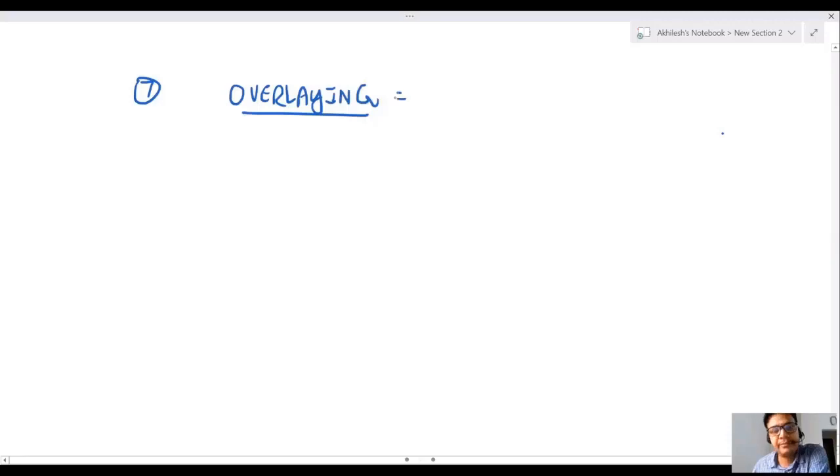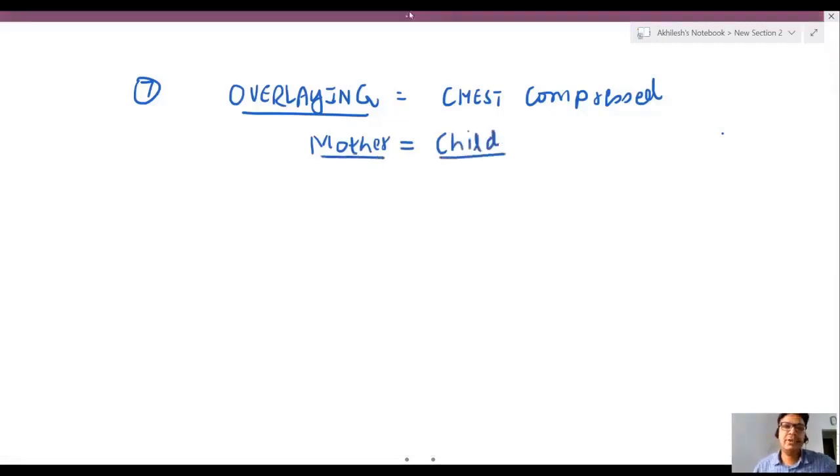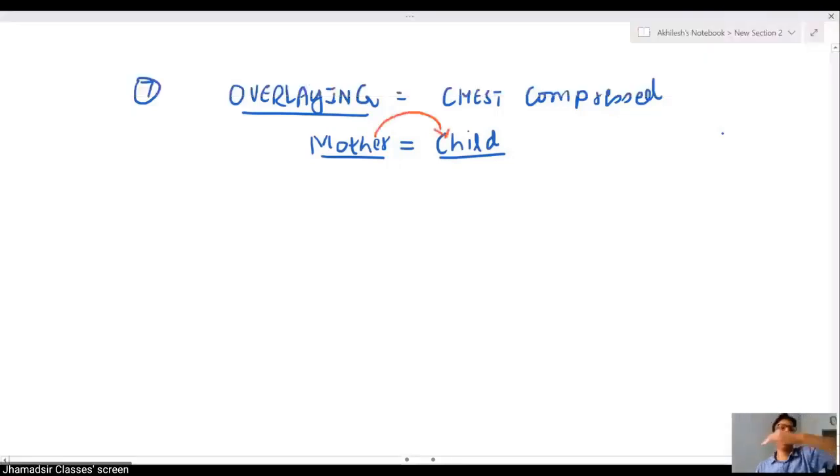What is overlaying? If your chest is compressed by heavy weight, like a mother sleeping beside her child and the mother comes over the child's chest, this phenomenon is known as overlaying. See, in traumatic asphyxia, the chest is fixed. In overlaying, the chest is compressed. So that is the difference.